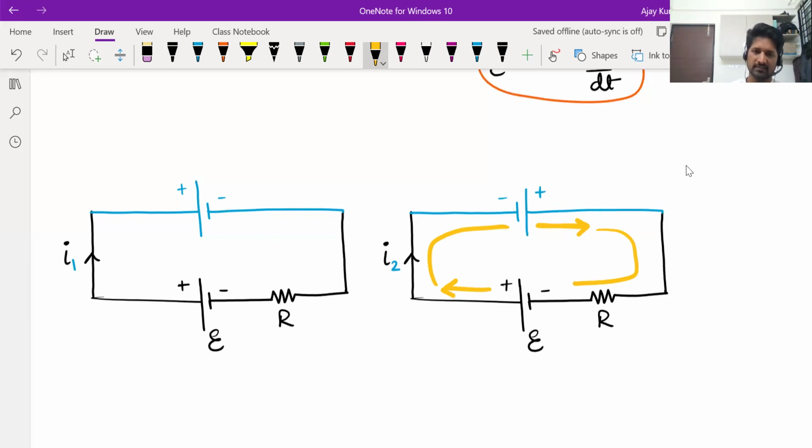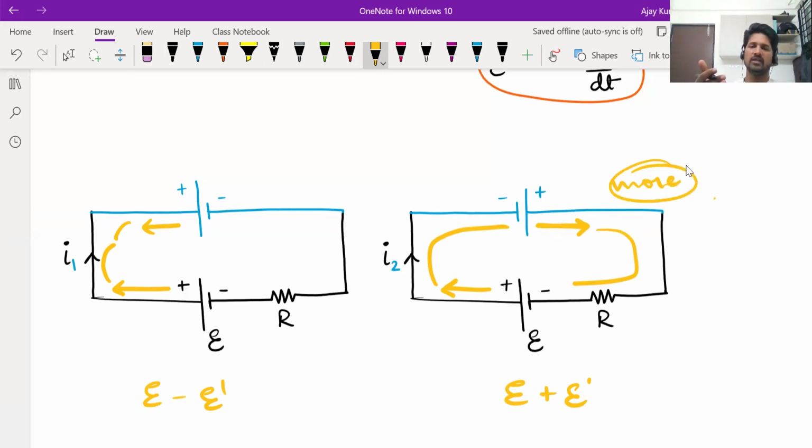Whereas in the first case, if you see, one battery is trying to drive current this way, the other battery is trying to drive current in the opposite direction. So effective EMF here will be E minus E dash. And in the second case it will be E plus E dash. So you'll get more current here. If the batteries are supporting each other, connected with the same polarity, then you'll get more current.